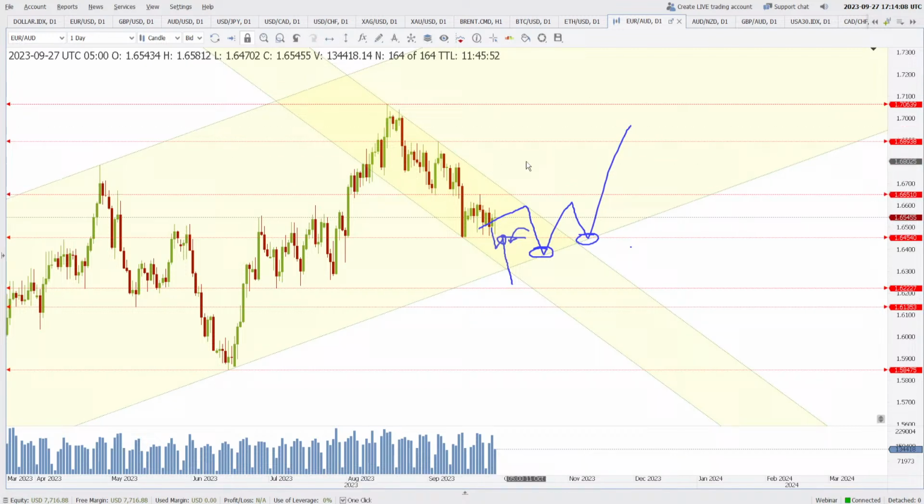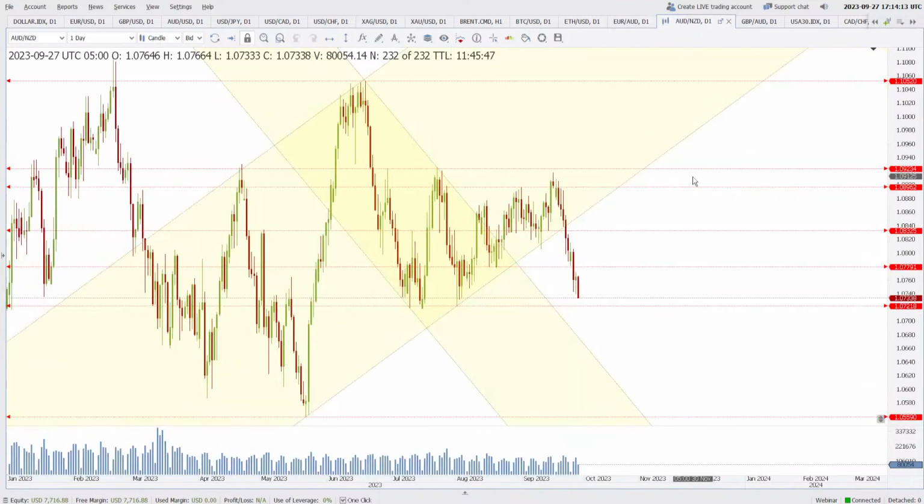Let's see how things unfold in future. Australian dollar against the New Zealand is getting sold off very fast.